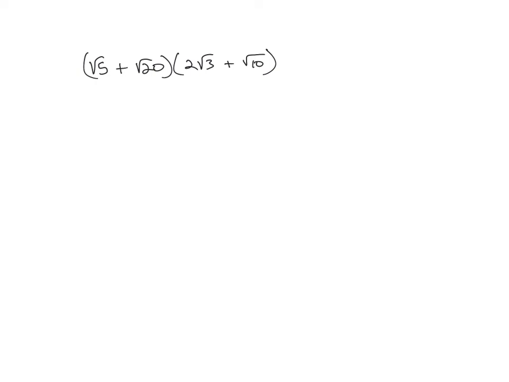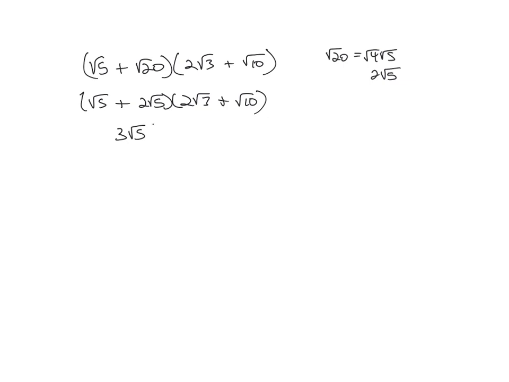something like that, you know, you might look, okay, square root of 5 times 2 square root of 3, square root of 5 times square root of 10, you know, and you distribute the whole thing out. But again, the square root of 20, I can write as the square root of 4 and the square root of 5, or 2 square root of 5. So if I have square root of 5 and 2 square root of 5, well, I can add these two things together. And it just makes the distributing part a little bit easier.